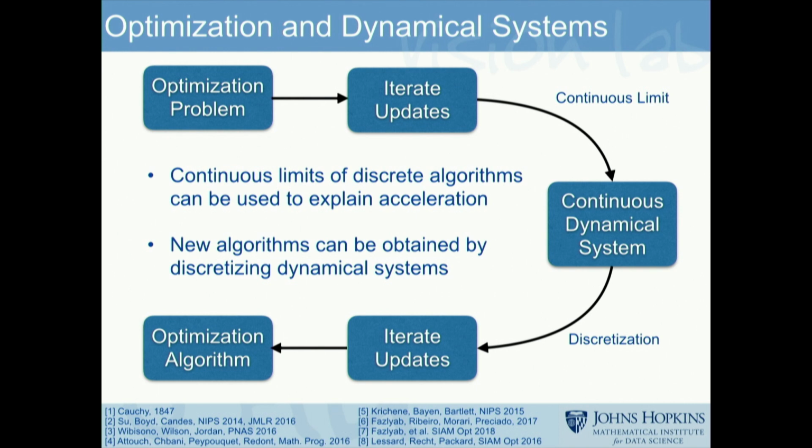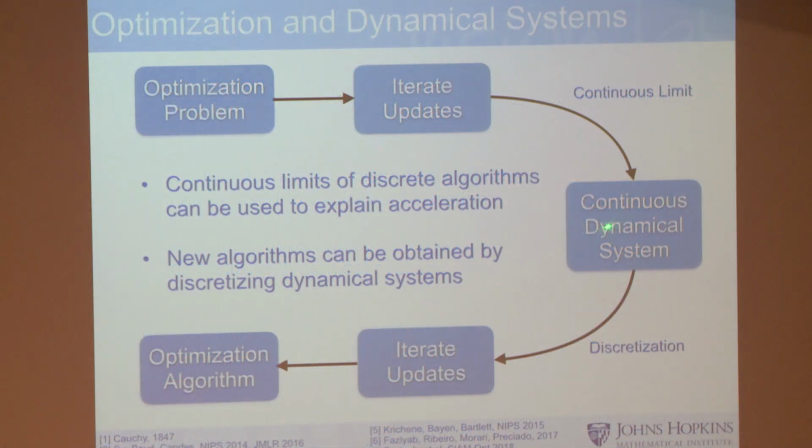The second part, which is what you can see here at the bottom, is once I have a dynamical system, sure, I can use it to understand the algorithm I started with. But perhaps I can take that continuous system and discretize it. As it turns out, different discretizations might give rise to different algorithms. And maybe I can come up with algorithms that didn't exist before. And so this process of generating new updates and new algorithms is another very exciting area that is being investigated.